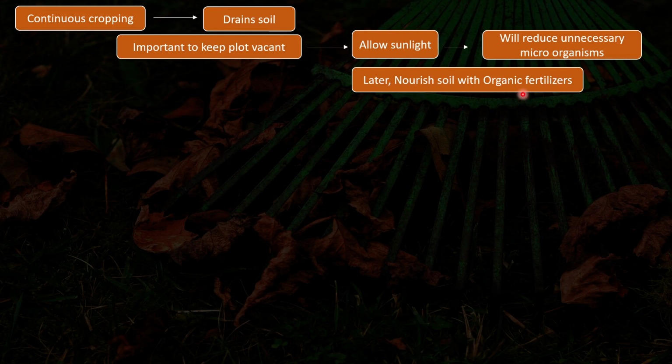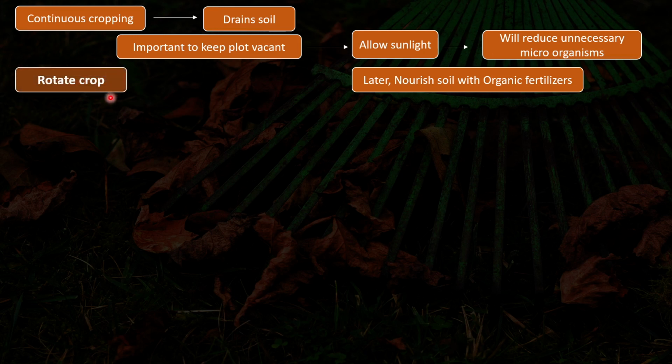So later on you can use fertilizers like compost, right? That you can make at your home itself. So you can utilize compost to nourish the soil. That will improve the texture of your soil, and that will also improve the quality of the soil. So you can later on add organic fertilizers, which will make your soil more rich.